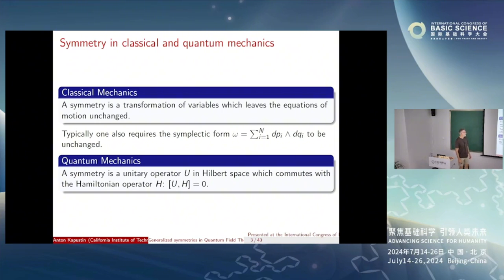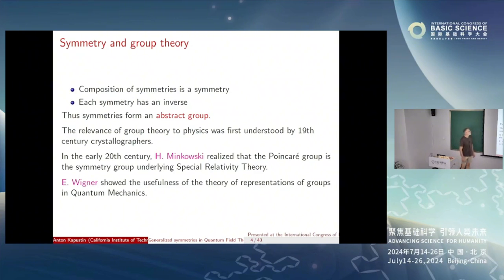Unitarity in the quantum case is analogous to preserving the symplectic form in the classical case. Commutation with the Hamiltonian is essentially equivalent to leaving equations of motion unchanged. From the definition, composition of symmetries is again a symmetry. And every symmetry has an inverse by definition, because we wanted an invertible transformation. Every unitary operator has an inverse. So symmetries form an abstract group.